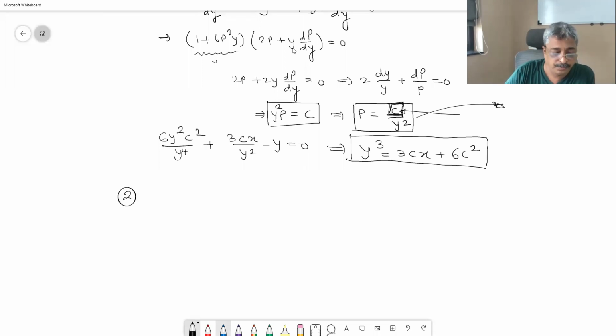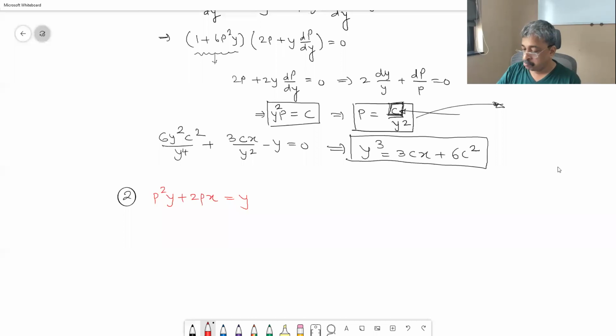Problem 2. P square y plus 2px is equal to y. The answer for this question is y square is equal to 2cx plus c square.